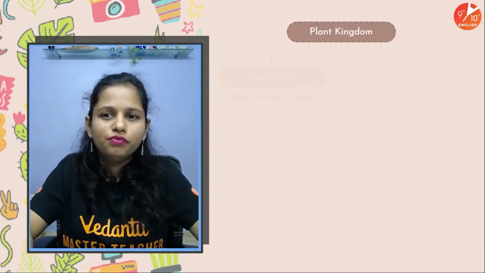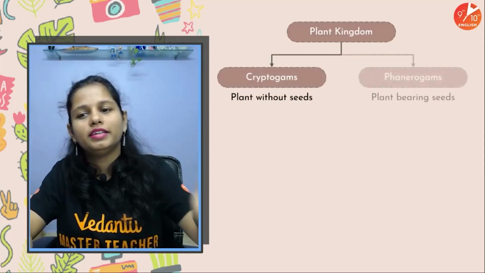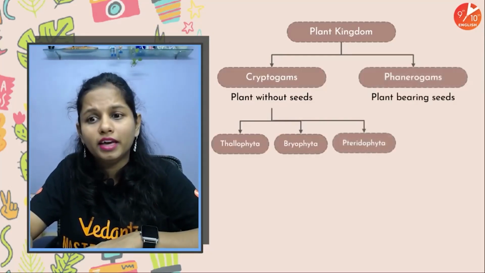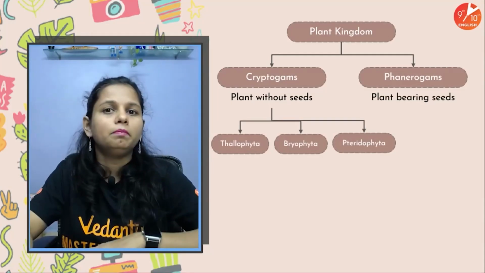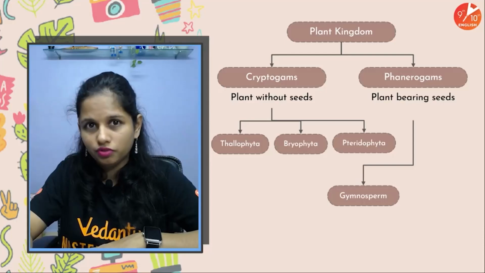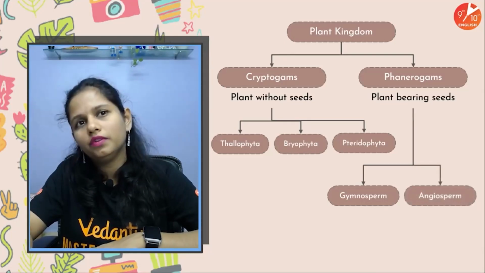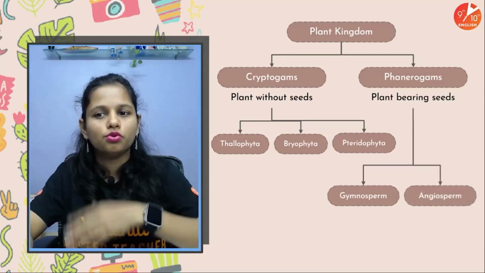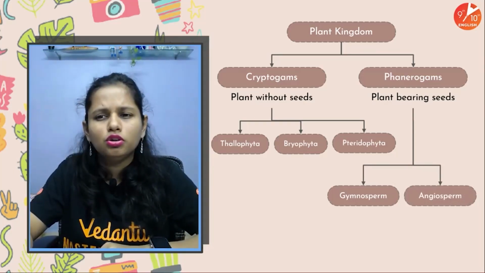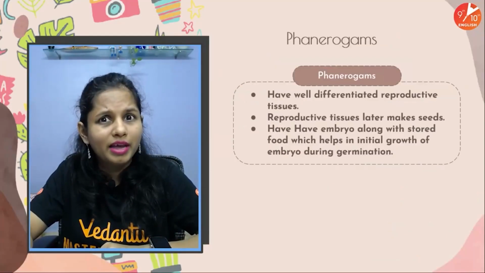Cool. Now, kids, let us move further and talk about the next division, that is phanerogams. Under phanerogams, that is seed-bearing plants, the seeds can be naked as in the case of gymnosperms, or the seeds can be covered as in the case of angiosperms. So phanerogams are divided into two divisions, gymno and angio. So let's talk about the phanerogams first.